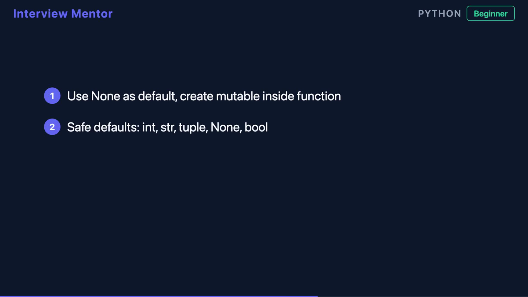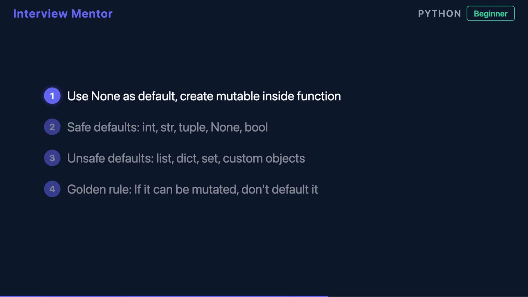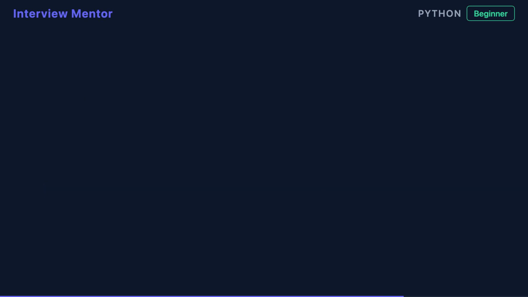The safe pattern is to use None as the default and create the mutable object inside the function. Now each call gets a fresh list. Other safe defaults include immutable types like integers, strings, tuples, and None. Always ask yourself, will this default be shared across calls? If yes, move it inside the function body.